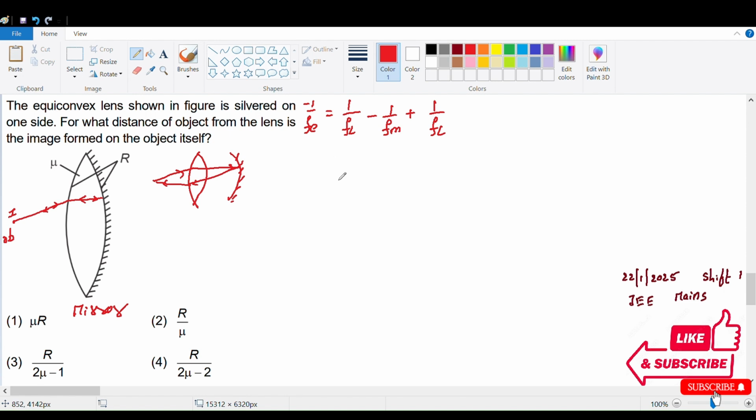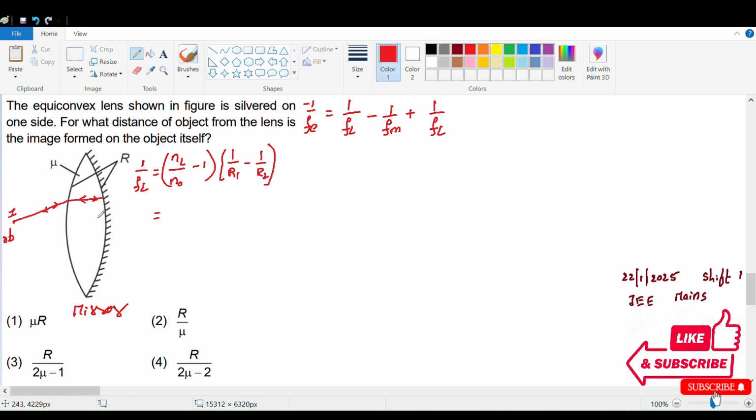Power of the lens: the individual powers you need to add. So for the lens, just apply the focal length of the lens formula: 1 by F of lens is equal to (N2 by N1 minus 1) into (1 by R1 minus 1 by R2), where N2 is the refractive index of the lens and N1 is that of the medium.